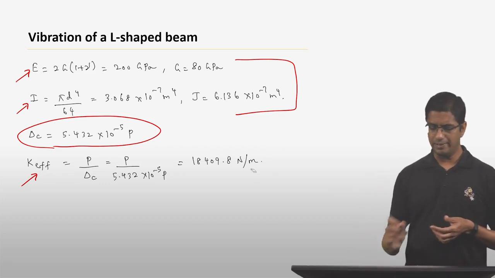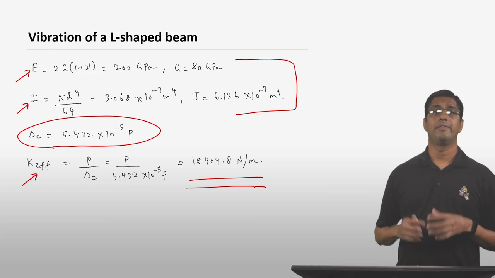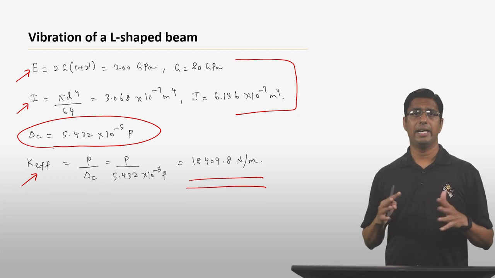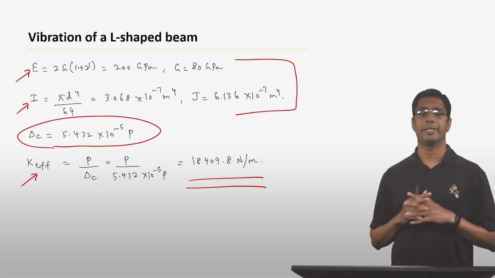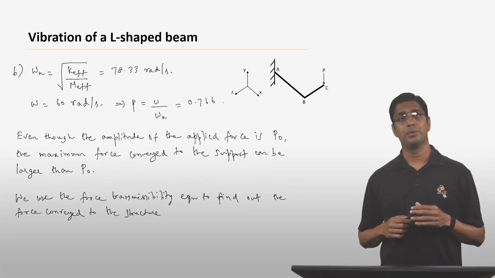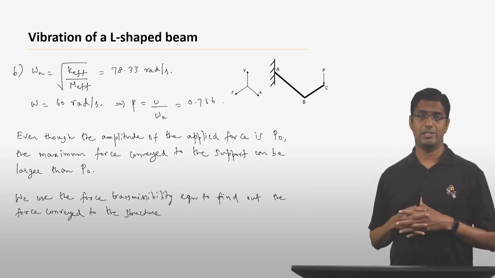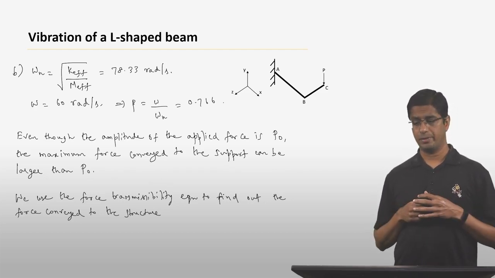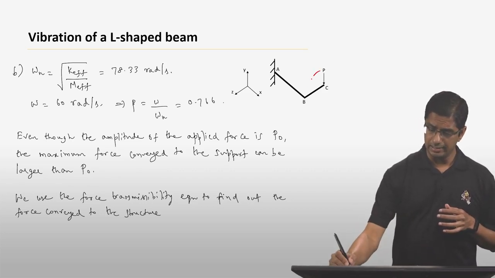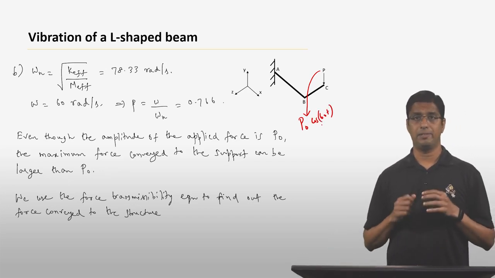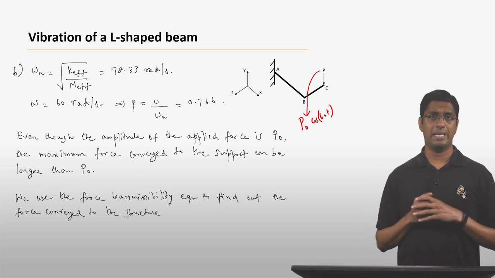So essentially what you have done is you have solved the first part of the problem. We have found out the effective stiffness of the structure for this particular loading configuration is 18,409.8 newtons per meter. Now let's look at the second part of the question, which asks you to evaluate the structure under a dynamic load where you have vibrations. In this case, your P is some P naught cos 60t. So that is the force now. It is not just a constant force, but a time varying force.